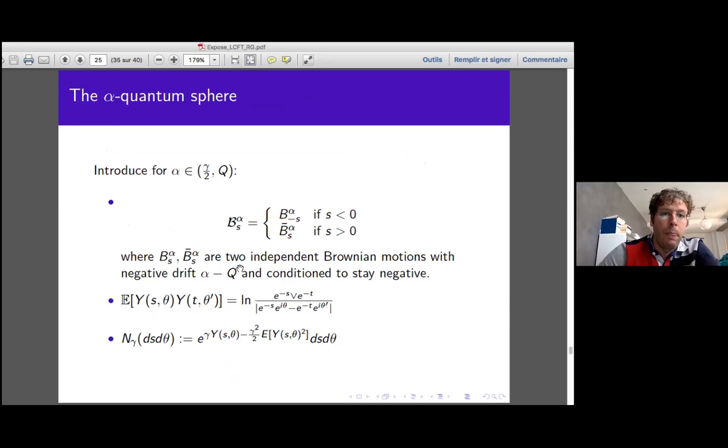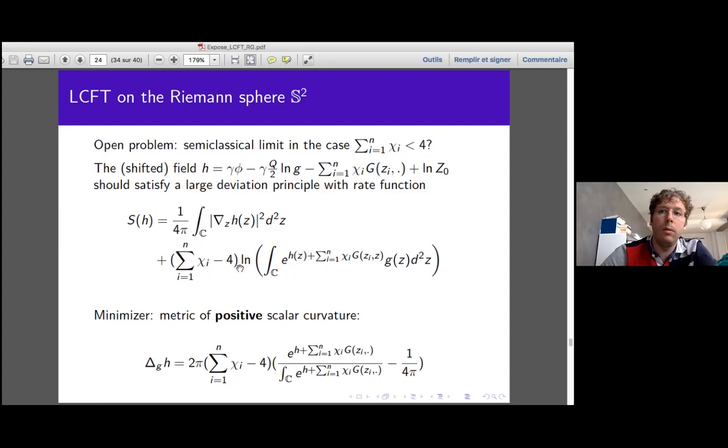Okay, and also the same kind of picture should work in the quantum sphere. We know since the Duplantier-Miller-Sheffield paper, mating of trees, how to construct a surface with two marked points, and it's what is called the quantum sphere. So let me recall this definition.